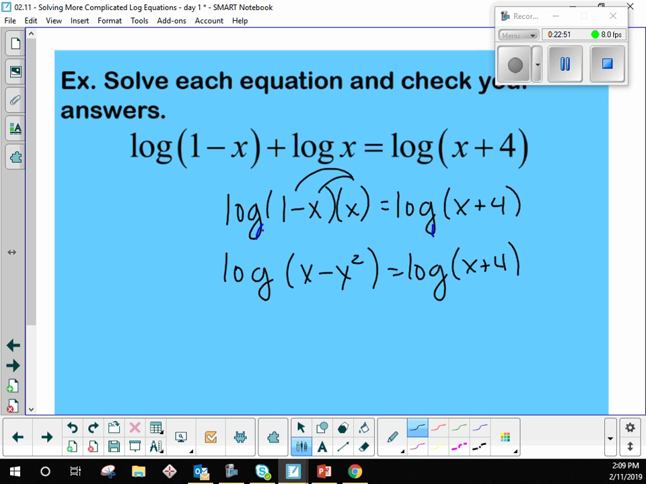And now what can I do? Drop the logs. Set the arguments equal to each other. If you have log of something equals log of something, then obviously the somethings have to be equal in order for the equation to be equal. So we can just pick them off and make them equal to each other.